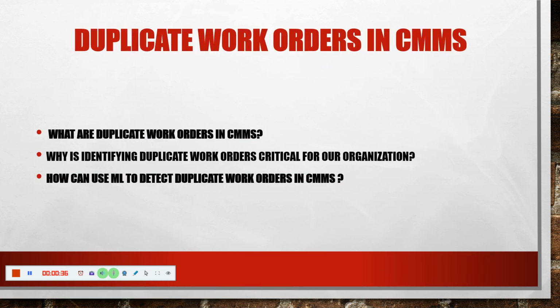I will start by raising three fundamental questions. We will try to answer them in this video. The first question is, what exactly is a duplicated work order, and how does it differ from a similar work order? The second question is, why are duplicated work orders important to us, and how do they impact CMS metrics such as reworking, MTTR, and MTBF? And finally, the third question is, how can we use ML to intelligently detect duplicated work orders in real time?